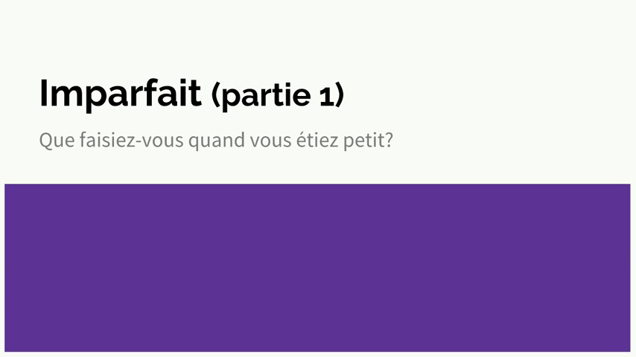Today we're going to be talking about the Imparfait, partie 1. This is going to be part 1 of a two-part series. And the question for today is: Que faisiez-vous quand vous étiez petit? So what did you used to do when you were younger? On parle du passé, so let's talk about the past tense.